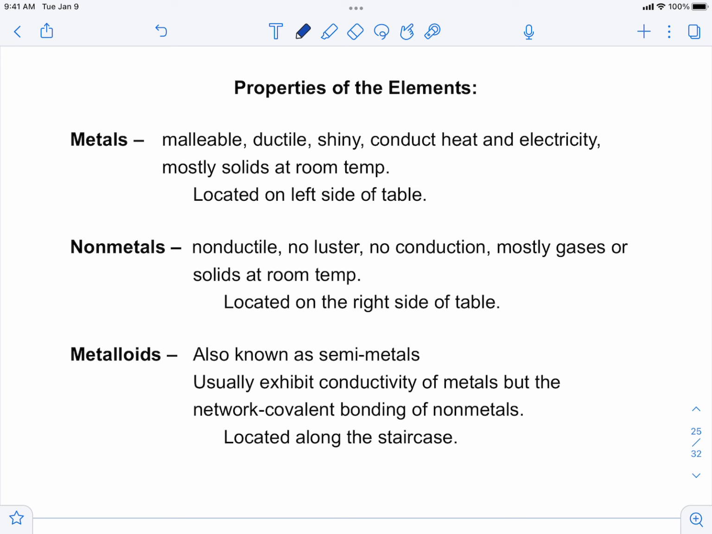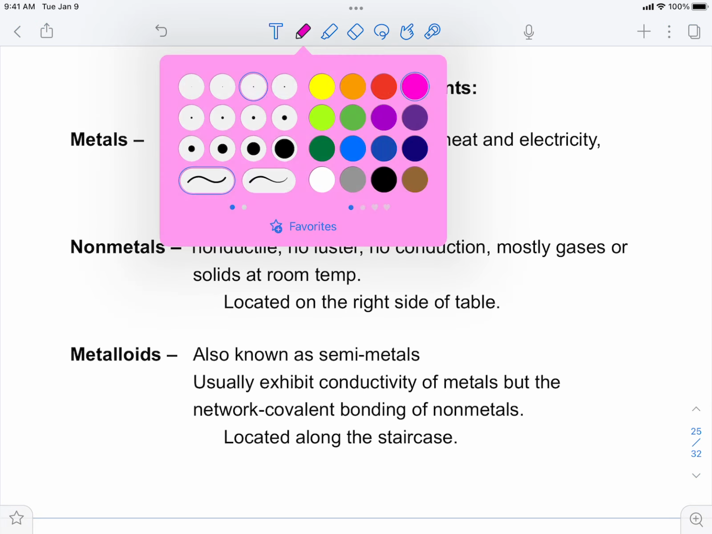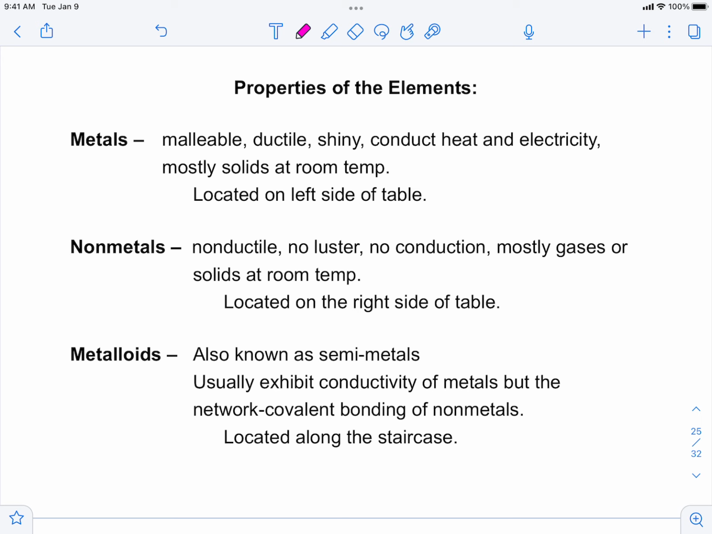Okay, so we looked at the periodic table. We were able to identify metals, nonmetals, metalloids. Let's talk about their properties so you know the differences. So metals are, the first property is what we call malleable. Malleable means they can be bent into shape.